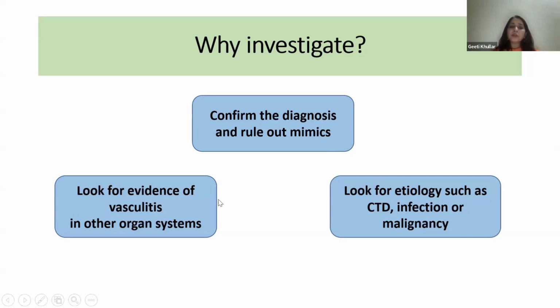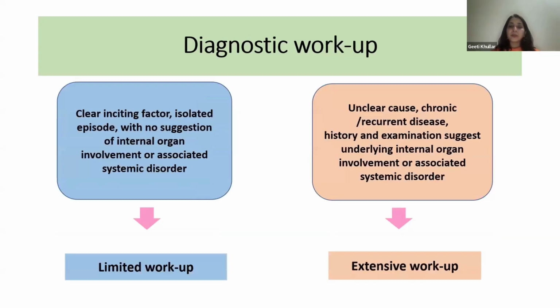Then you have to look for evidence of vasculitis in other organs. As we mentioned, extracutaneous involvement can be there. And then you look for associations because you can have systemic associations in these patients in the form of any CTD. So you have to investigate whether the patient has CTD, infection, or malignancies. So this is stepwise because we will see in subsequent slides which investigation to order when. Not all investigations are required in every case of vasculitis. So this is a basic overview of the diagnostic workup.